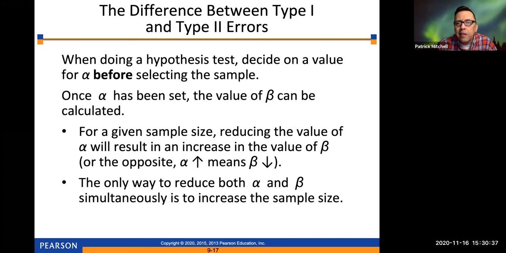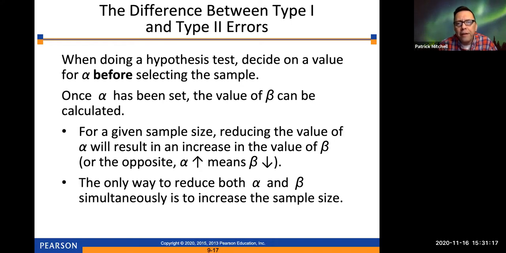When doing a hypothesis test, decide on a value for alpha before selecting the sample. The value of alpha reflects how serious it would be if you had a type 1 error. If a type 1 error would be just disastrous, then you want to set alpha pretty low, like 0.01. If a type 2 error would be worse than a type 1 error, then you can set alpha a little higher, let's say 0.05 or even 0.1.